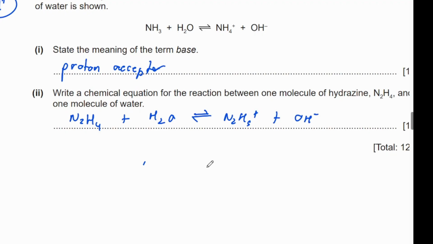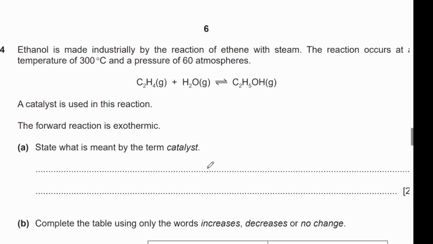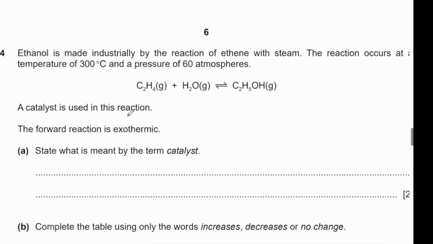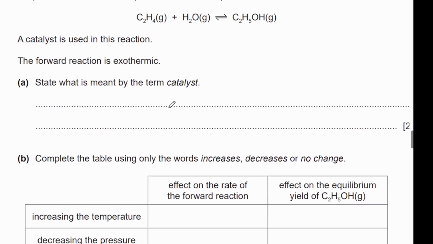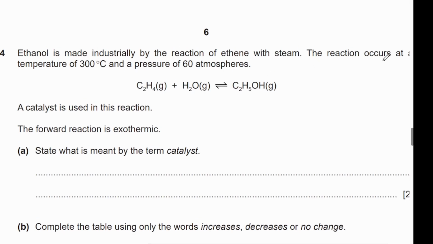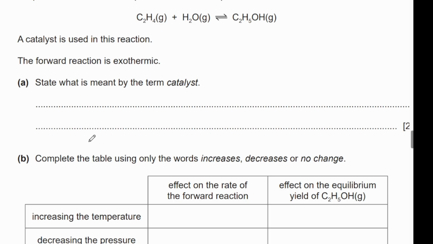Okay. Next. Question 4. Ethanol is made industrially by the reaction of ethene with steam. The reaction occurs at a temperature of 300 degrees Celsius and a pressure of 60 atmospheres. A catalyst is used in this reaction. The forward reaction is exothermic. State what is meant by the term catalyst.